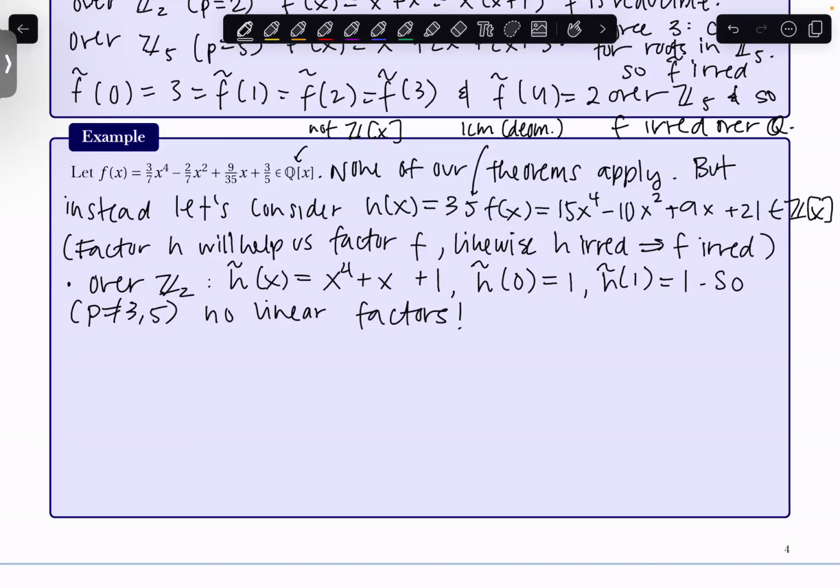And here I'm working with degree 4. So I want to think, what are the possibilities for my degrees? I could have had 1 and 3, but I know I can't have any of degree 1. So my only other option is going to be degree 2 and 2. So really, I want to think quadratic factors. And on top of that, because I'm not going to have any roots with the original, these quadratics have to be irreducible as well. So still need to check.